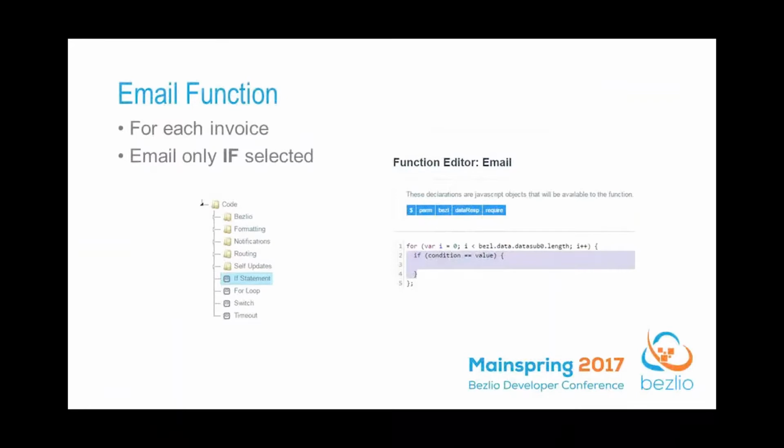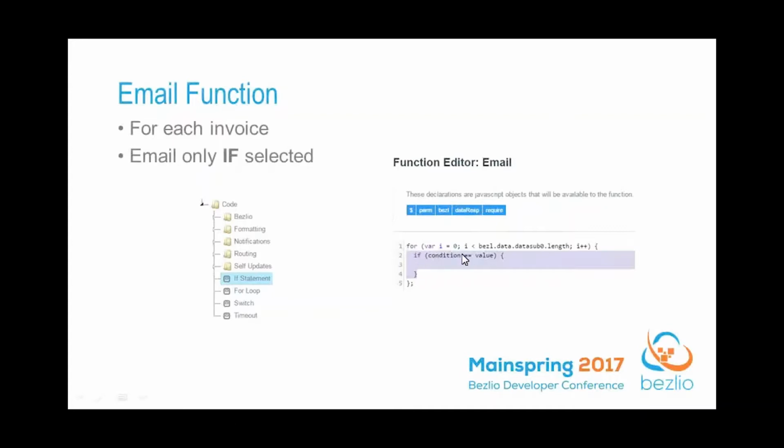Okay, now we're going to go one step further in that not only do we want to email for each invoice, we technically want to only do it if the email was selected. So we need to go through each invoice, and then we're going to check if it's been selected. And then if it's been selected, that's when we're going to do the email. So we're going to use yet another code. In this case, it's going to be an if statement.